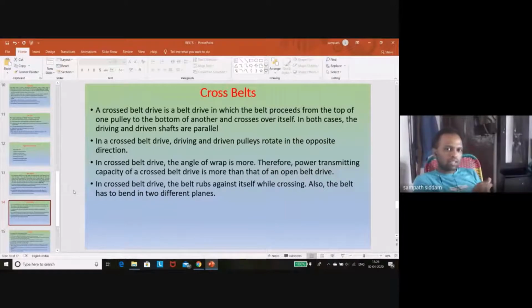So next is the cross belt. A cross belt is a belt in which the belt proceeds from the top of one pulley to the bottom of the other pulley, and crosses over itself, whereas in the previous case, it doesn't cross, and moves from top to top.